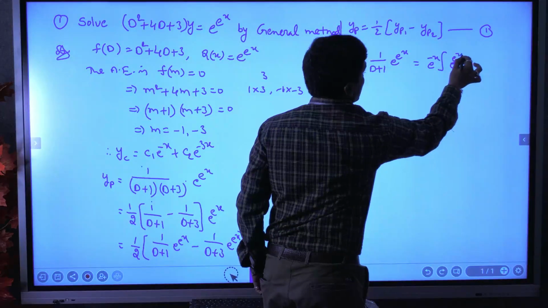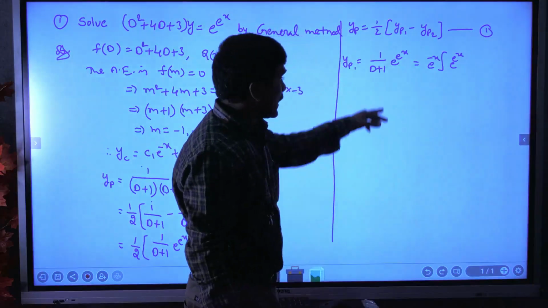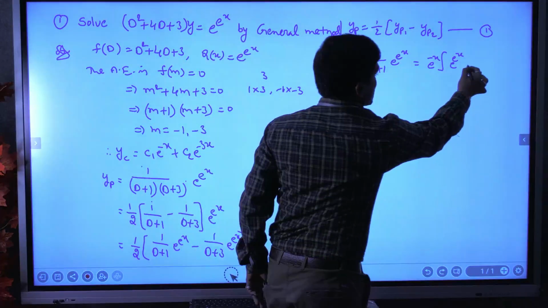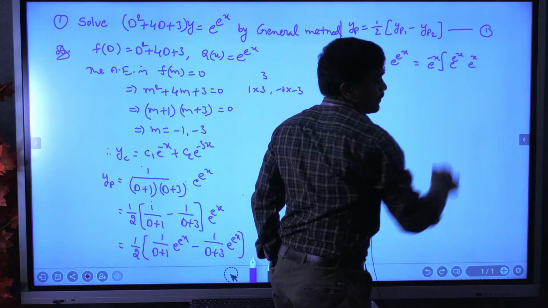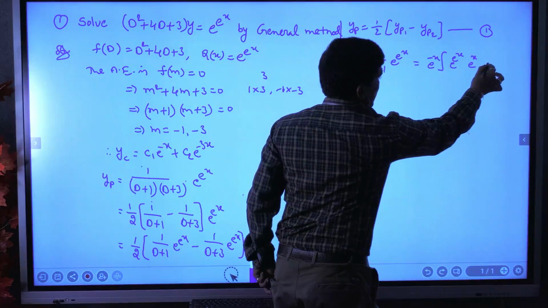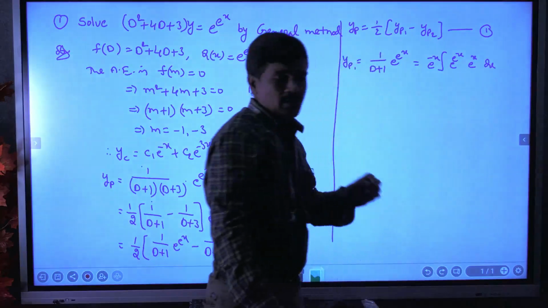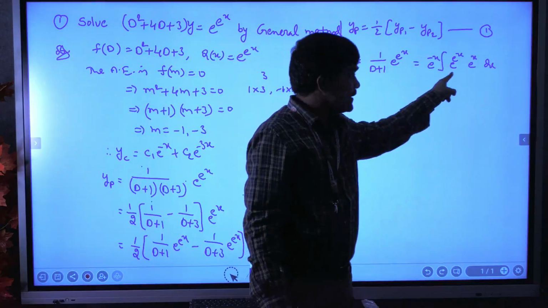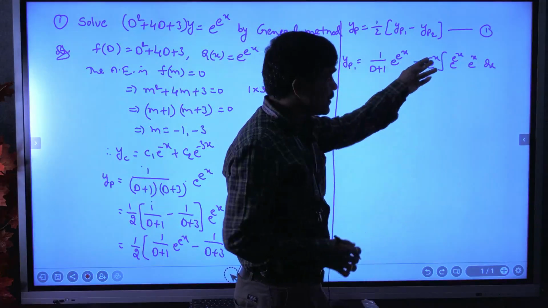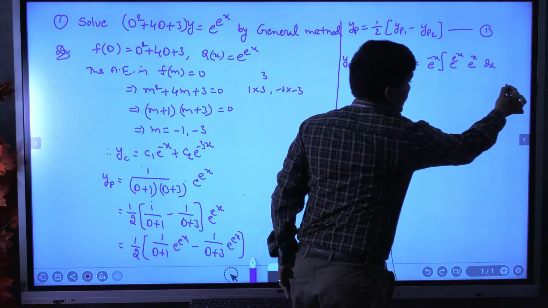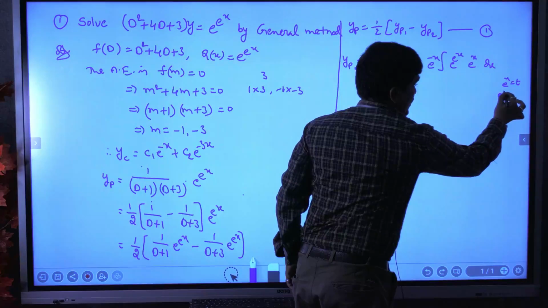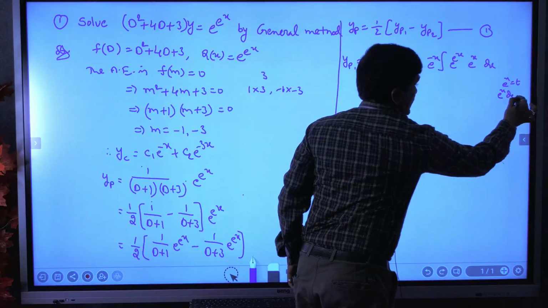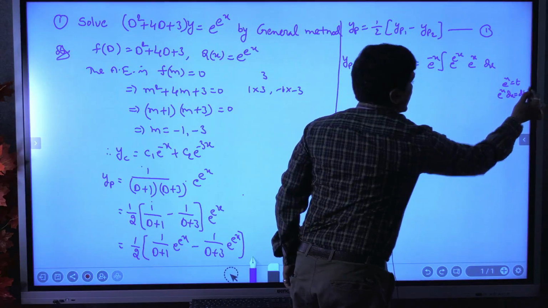Here q is e^x and e^(-αx). So it is the integral of e^(-x) times e^x dx. Now what is the solution? I mean, the integral of this one. To find the integral of this one, take a substitution. Here e^x is equal to t, then differentiating, e^x dx is equal to dt.